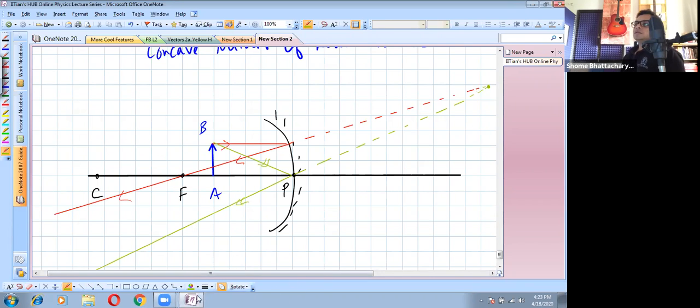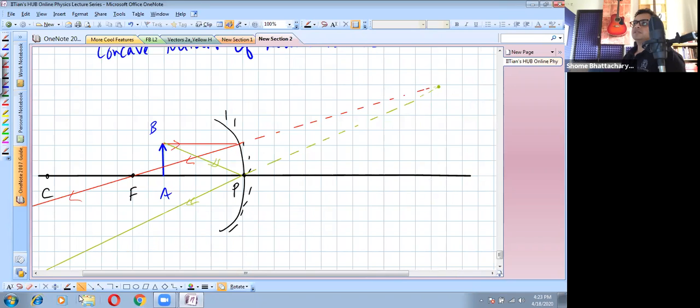Let's say they intersect somewhere. So that is why what is happening is my final image will tend to be somewhere here.